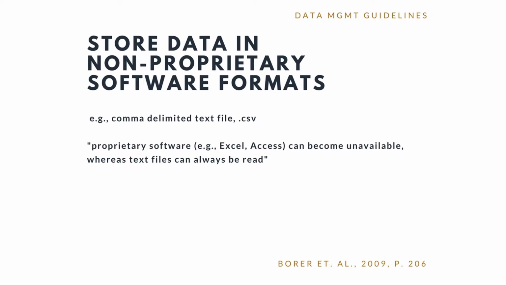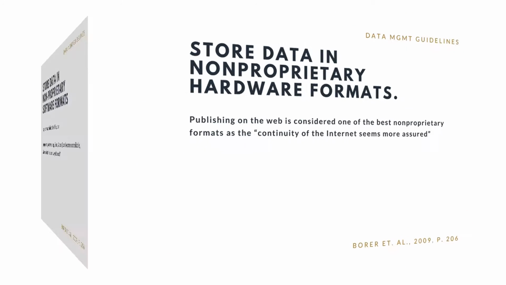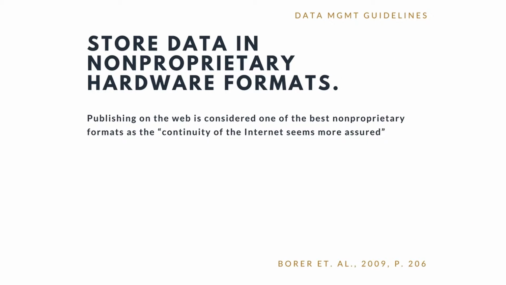One of the first universal guidelines is to store data in non-proprietary software formats such as comma delimited text files so that any program can read them. You should also store data in non-proprietary hardware formats. Nowadays, publishing on the web is considered one of the best non-proprietary formats, considering the internet will likely be around for a long time coming.